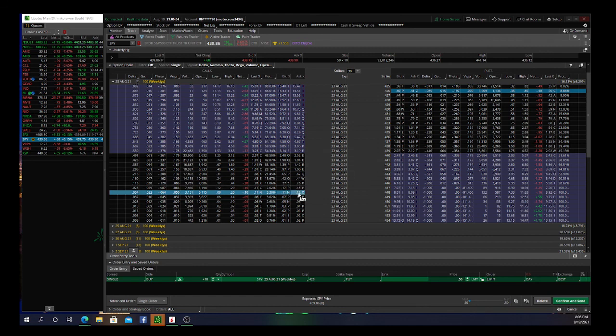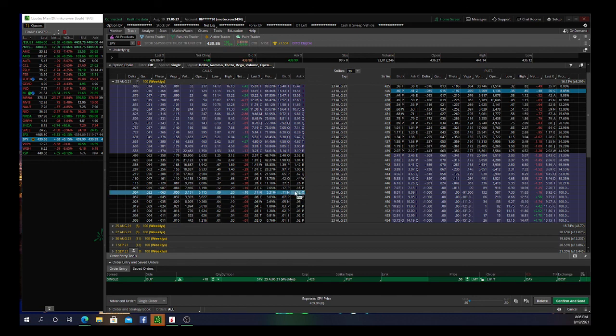We're going to sell the 446, which is an 11% probability of going in the money. And then we're going to buy the 448. So we're collecting 28 cents on the 446 we're selling, and we're giving back 12 cents on the 448 we're buying. So we have a 16-cent credit there.